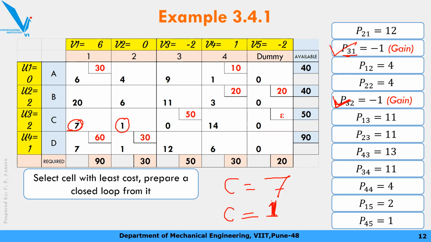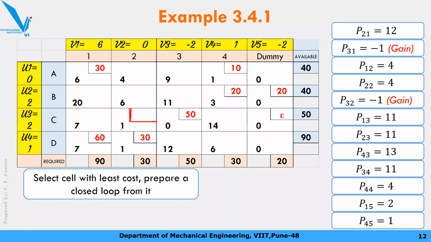Now use your common sense. Will you allocate at 7 rupees or at 1 rupee? It should be the least cost, right? So wherever you can minimize, select that one. So in this problem we are going to select and do the allocation at this location.